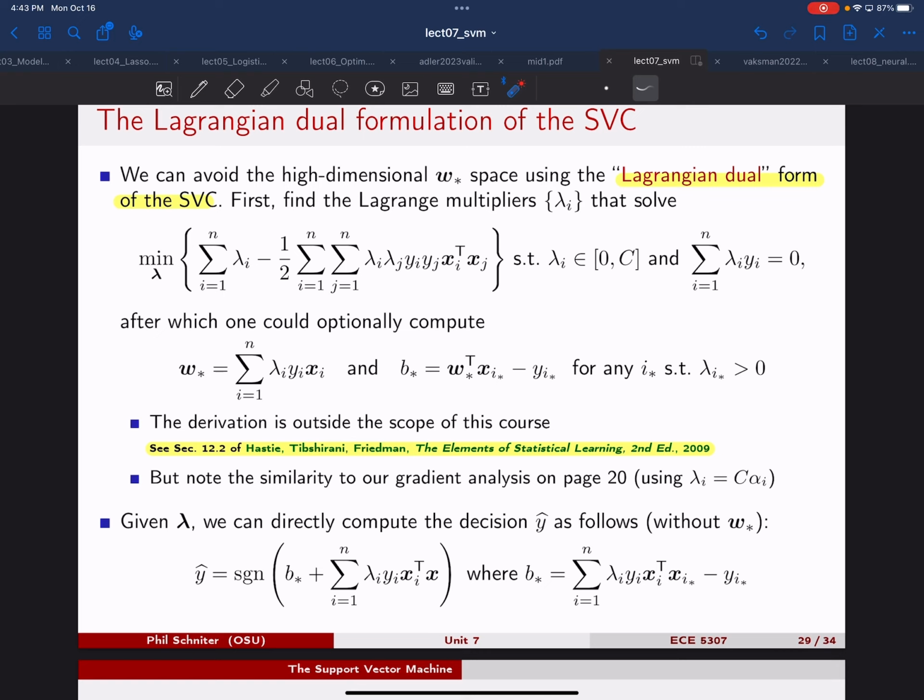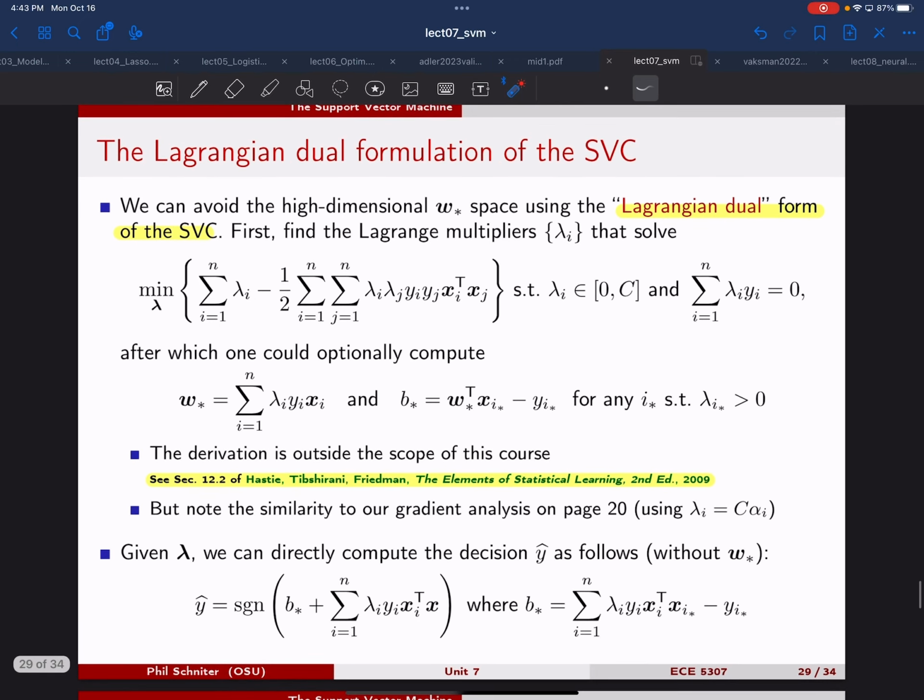And when you do it this way, the dimension of the lambdas, by the way, this lambda vector is n, which is the number of samples in your data set. So that's always going to be finite. Instead of solving it in this d-dimensional space, number of features, you're solving it in this n-dimensional space, number of samples.